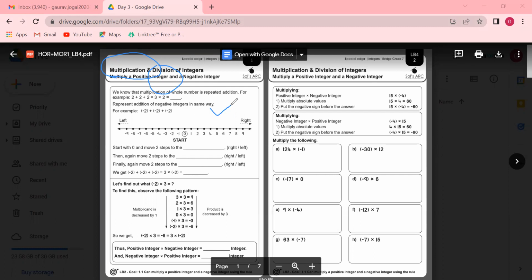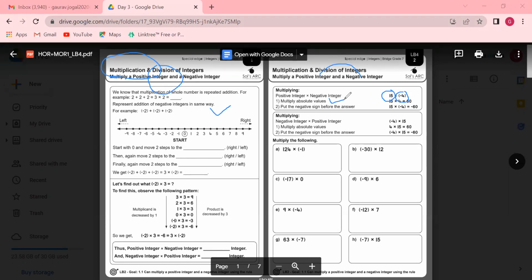Something that is very important to remember is first, if we multiply a positive integer to a negative integer, then what's the answer? So here, if you see, there is 15, which is positive integer, and then there is -4, which is negative integer. First step is to just multiply absolute values.